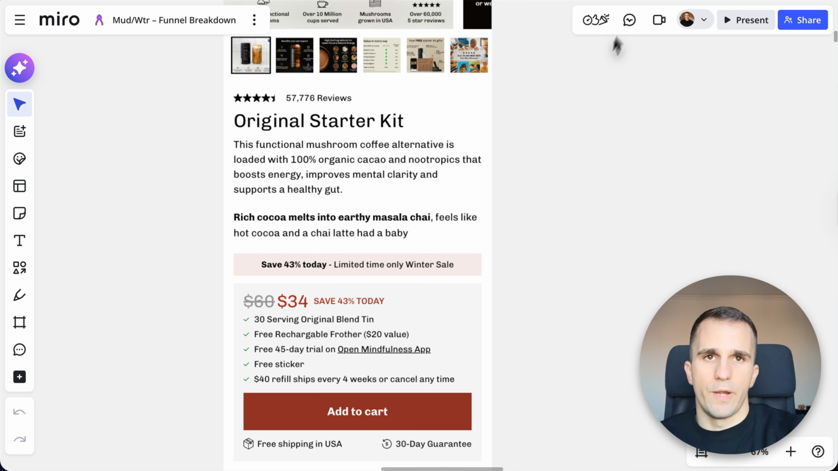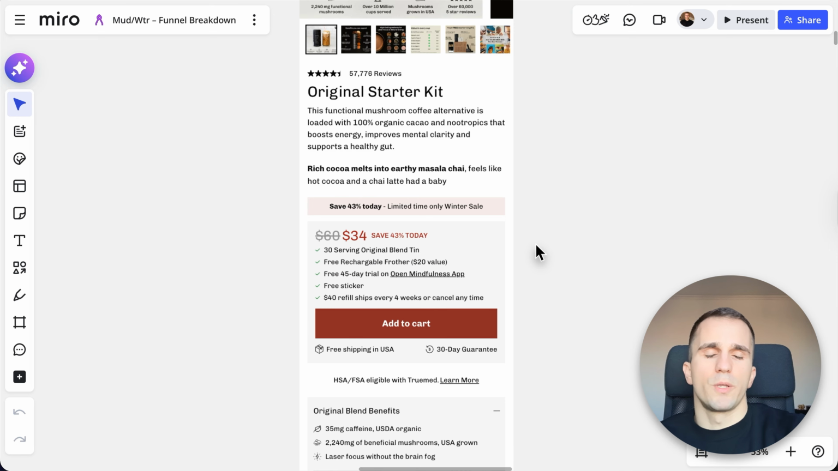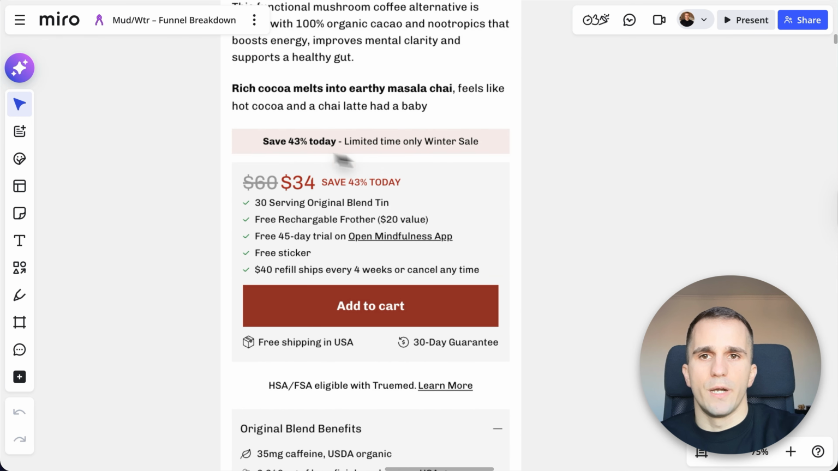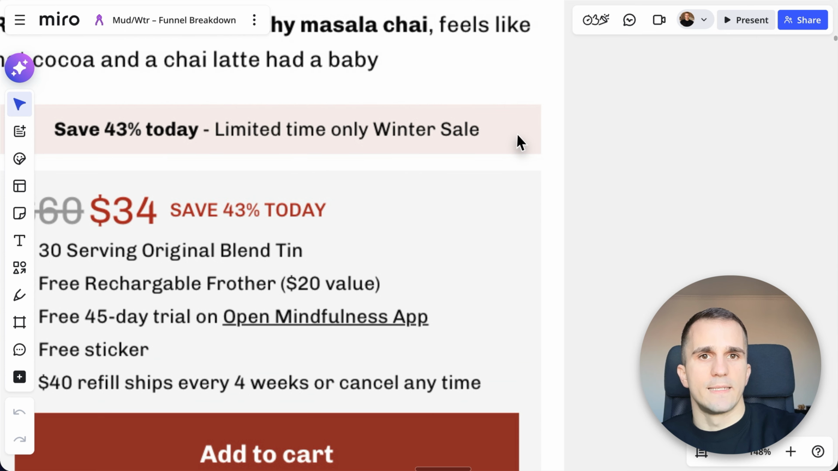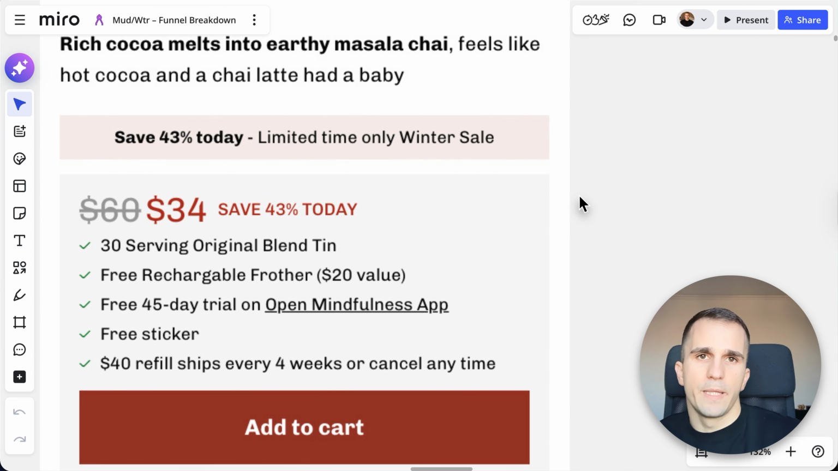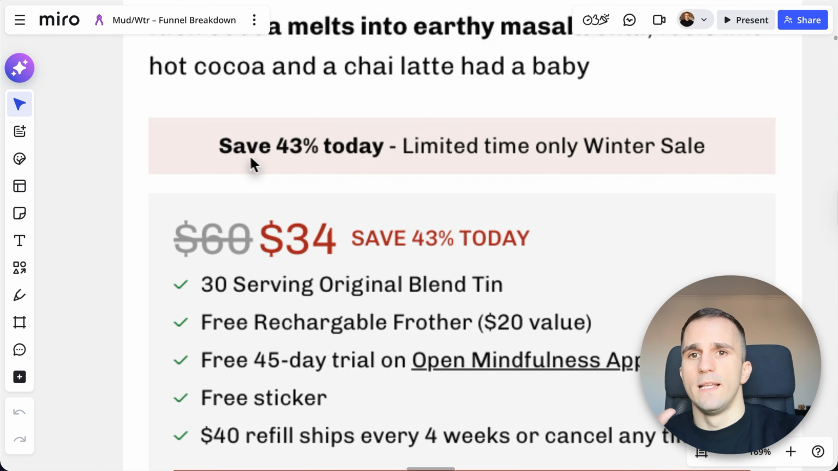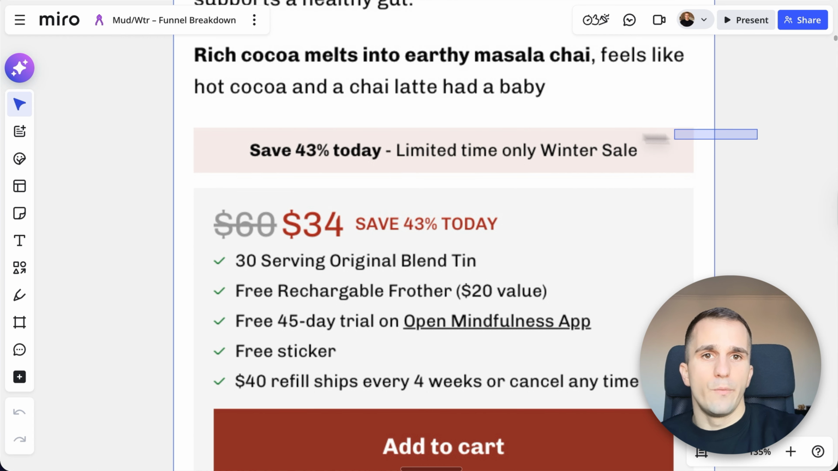So this is a very important thing. Now here, this is probably one of the most important parts of their product page. This is where they are using 3 different techniques. First off, we have the first thing here, and you can see that it's in slightly more red color. When you have something that's a little bit more red, it kind of communicates a danger, a warning, something that you need to read. So they say you have saved 43% today, a limited time only winter sale.